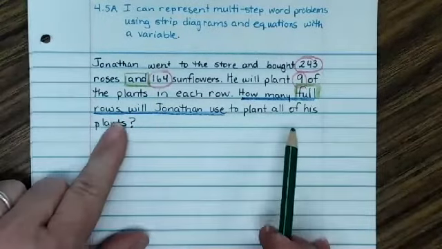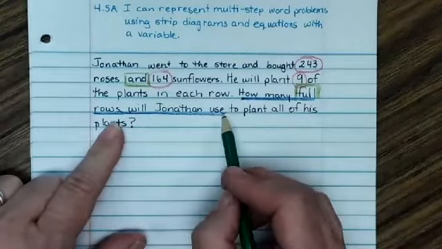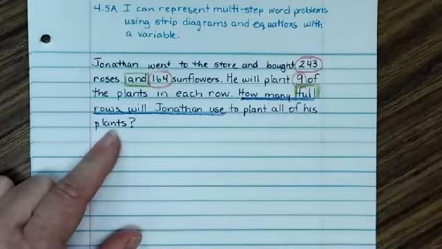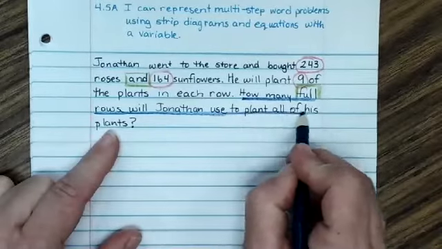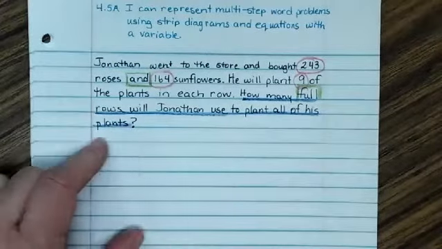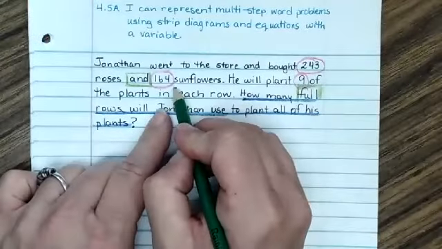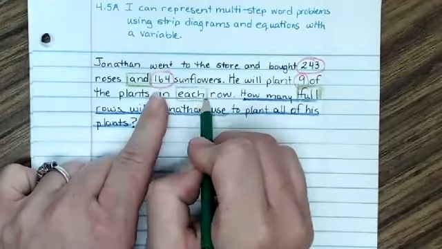because I see here my word plants in the question. Okay, and I see the word rows. He will plant 9 of the plants in each row. There's another math word there. Okay.